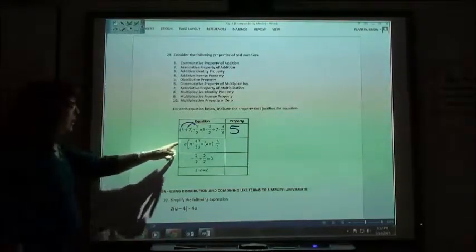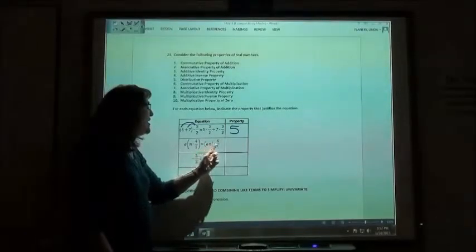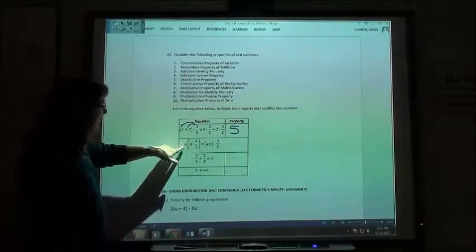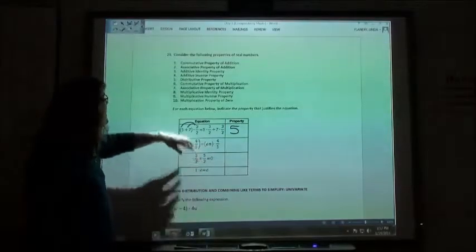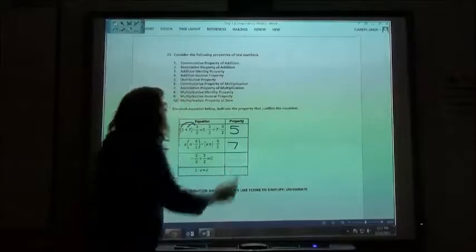The next one, we have a times n times 4/5, and then we have an times 4/5. All I did here was move my parentheses. That's my associative property of multiplication, so number 7.